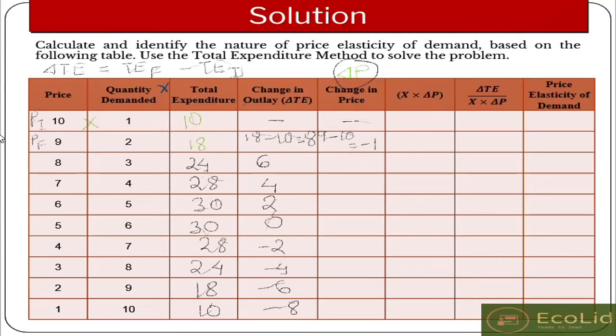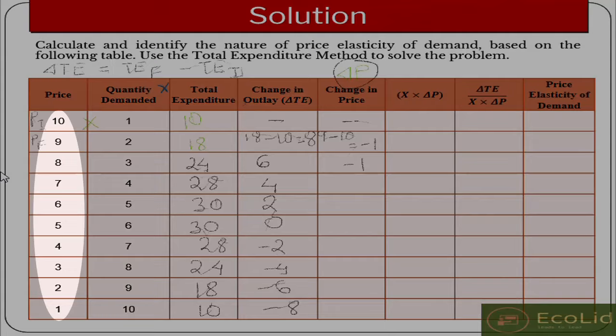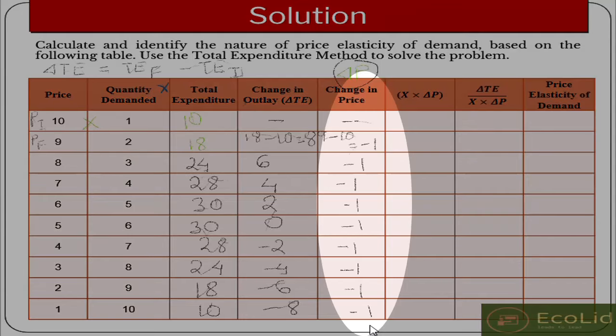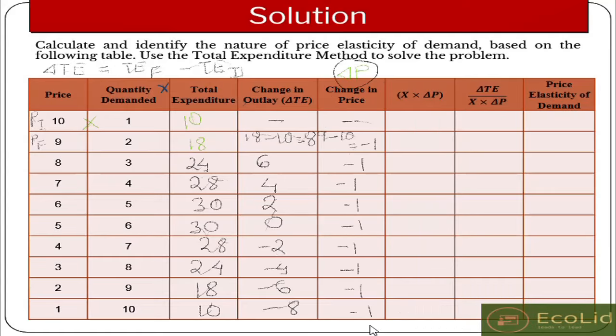Now in this third case, what is happening? 8 minus 9. So we will have minus 1. Now if you look at the values of the price, you can see that price has decreased by 1 unit. So in all the cases we can write it as minus 1, minus 1, minus 1, minus 1. Here also 3 minus 4, so minus 1, 2 minus 3, minus 1, 1 minus 2, minus 1. So now we have calculated the del P and it is time to calculate x into del P.